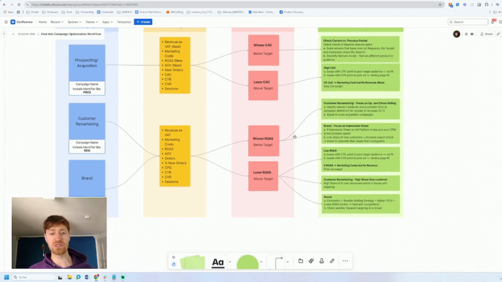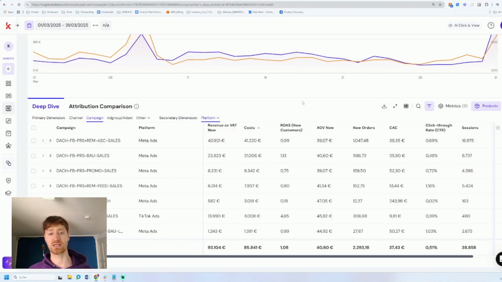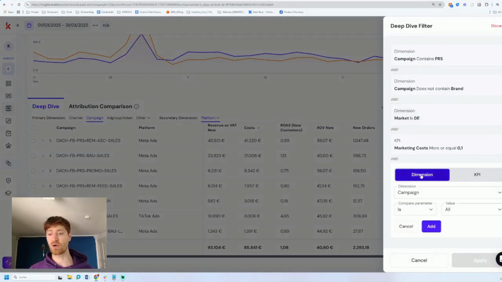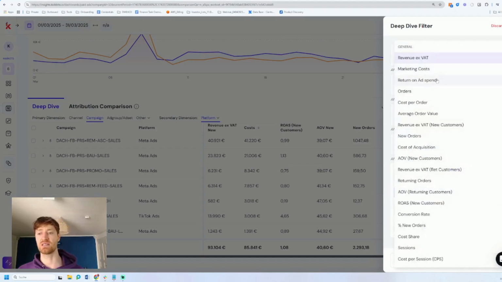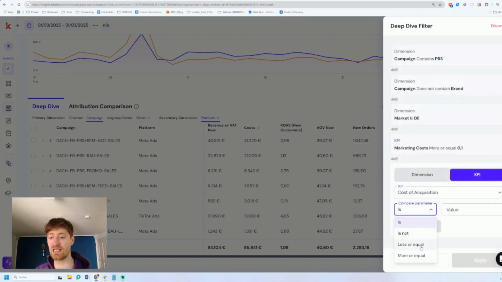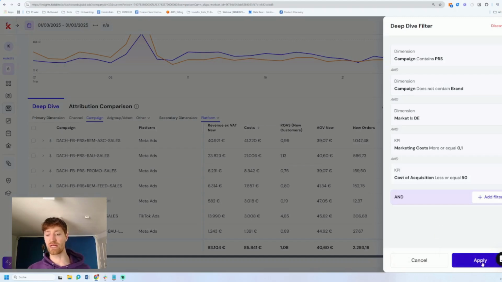For the ROAS, we will do the same thing. We will take a fixed ROAS target for both of the channels to understand if these are losing or winning campaigns for remarketing and brand. What we will do, we will use the filter again, but this time instead of going for the dimensions, we will use the KPI that we set our North Star metric for, which is customer acquisition, and say less or equal to 50. Which means those are our winning creatives.